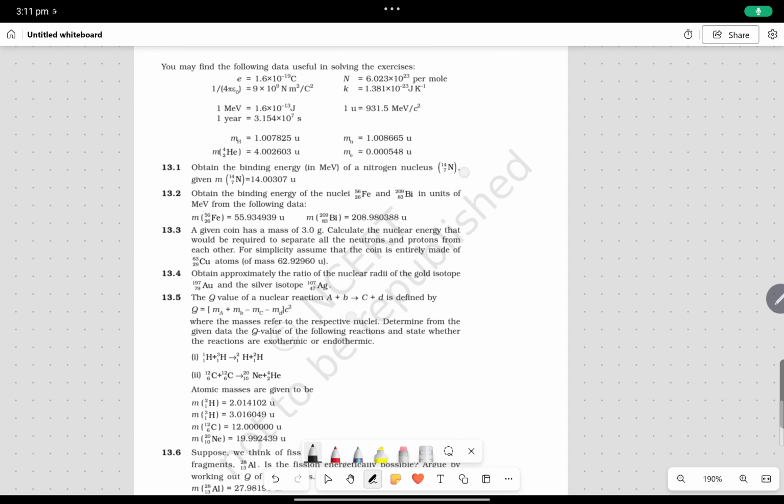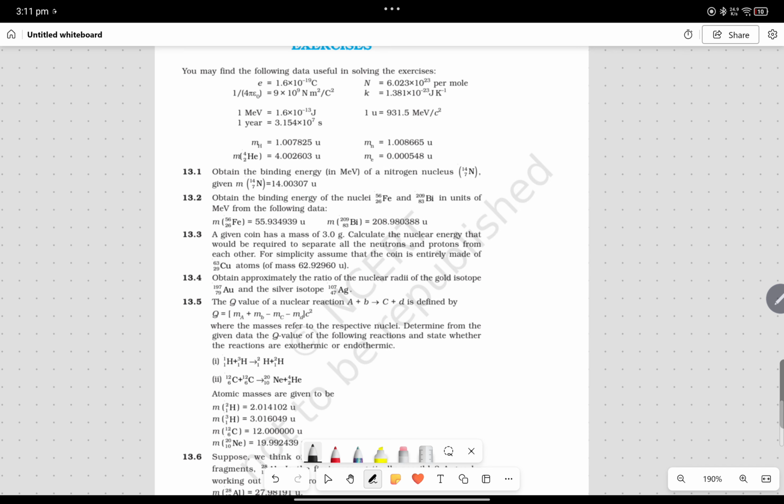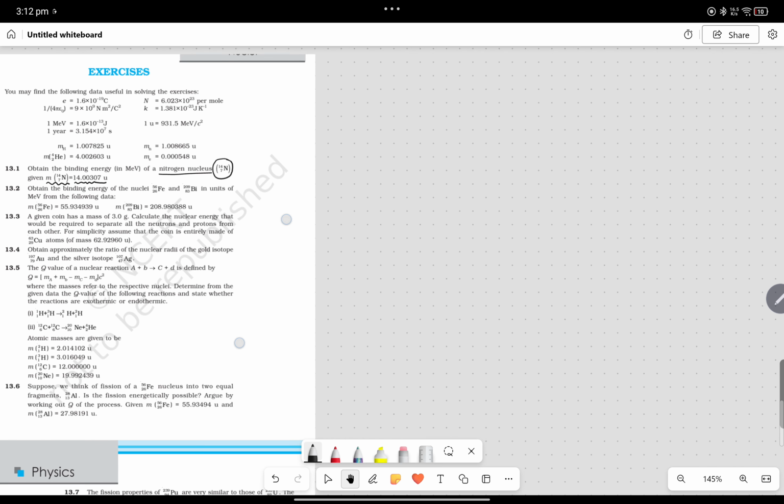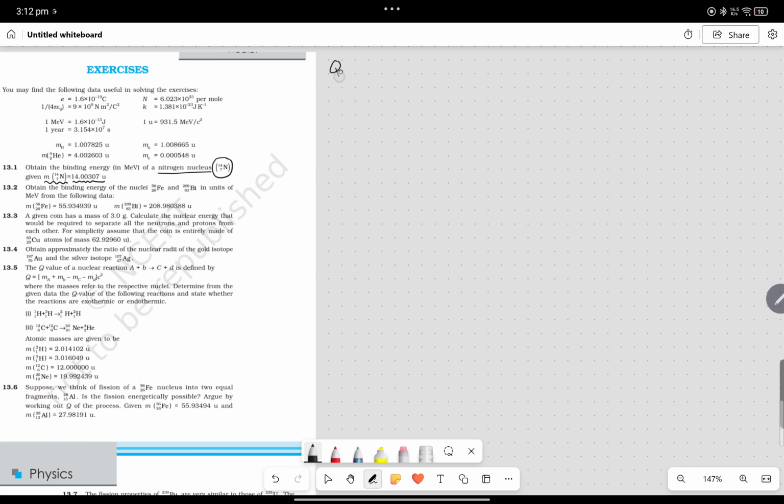So this is question number 13.1 of chapter Nuclei, and the question says, obtain the binding energy in mega electron volt of nitrogen nucleus. So nitrogen-14, and the mass of the nucleus of nitrogen-14 is 14.00307 atomic mass unit, right? So let's solve this.